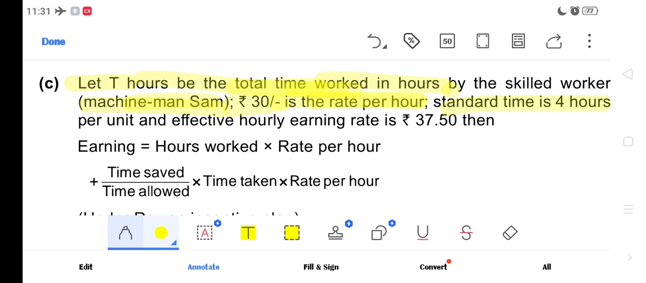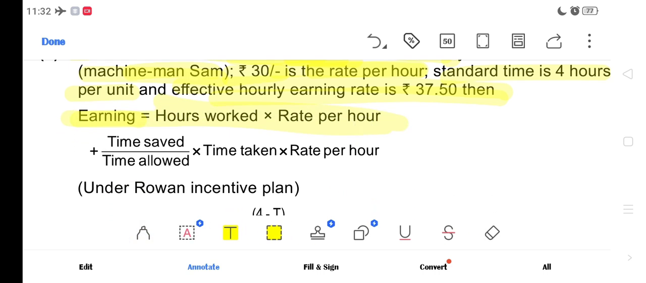Now standard time allowed is 4 per unit. Effective hourly rate is 37.5. This is all the information they have given. He has put it together, right? Now the earnings is nothing but hours worked into rate per hour. Isn't it the formula for earnings?